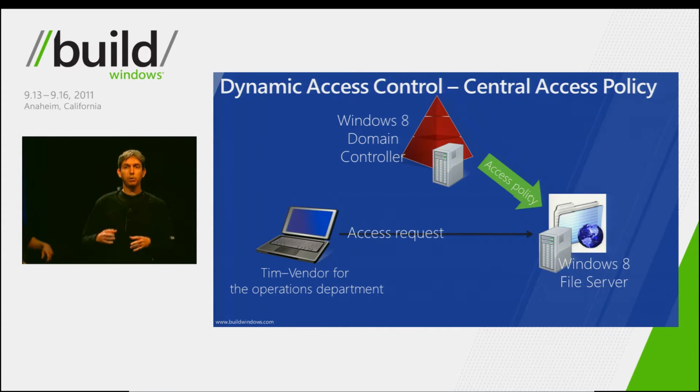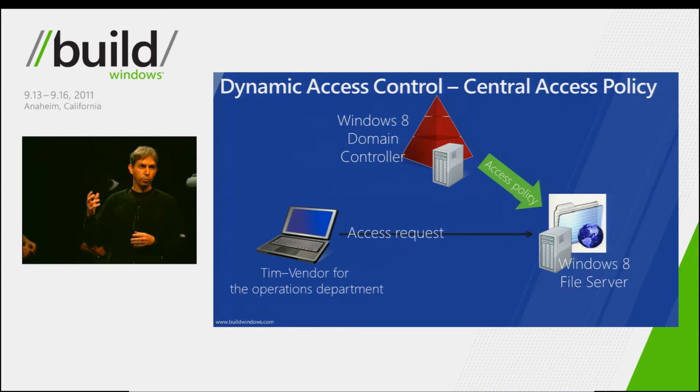We are actually able to control access to data on the file server by defining central access policies that govern who can access what in the organization. And as you can see, we now have central access policies defined on an Active Directory, which the file server pulls from, and then that governs how clients can actually access that file server.